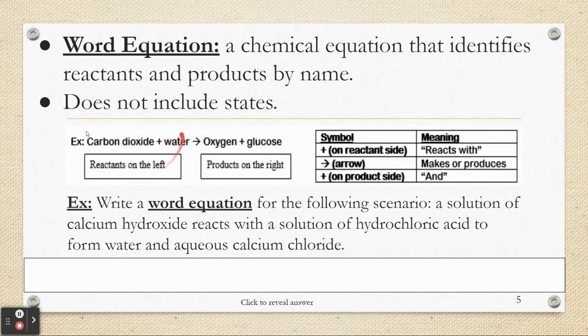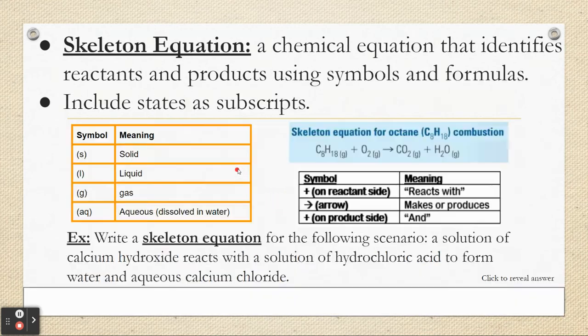So the left side, again, are your reactants. The plus on this side essentially means reacts with or and. So carbon dioxide and water react, or you can say carbon dioxide reacts with water. And then the arrow means to produce. So to produce oxygen and glucose. That plus there means and. So we're going to do some examples of writing word equations together.